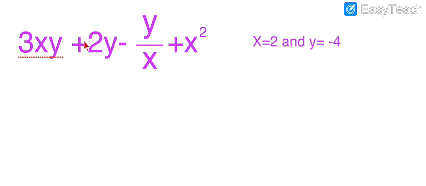So first notice that here's our expression. It is 3xy plus 2y minus y over x plus x squared. This is the expression that we're talking about. It's an expression because it has operations as well as variables, but it does not have an equal sign. If it had an equal sign, it would be an equation, but since it does not, it's an expression.